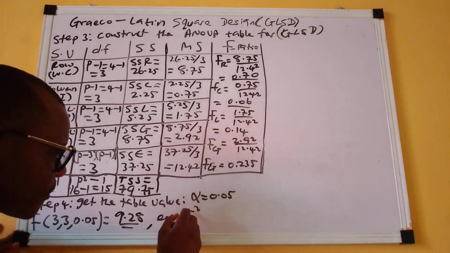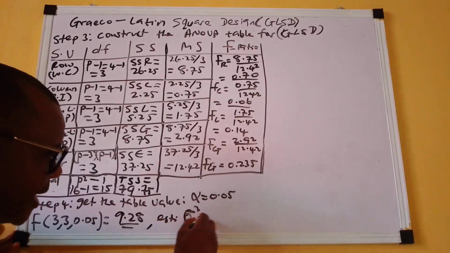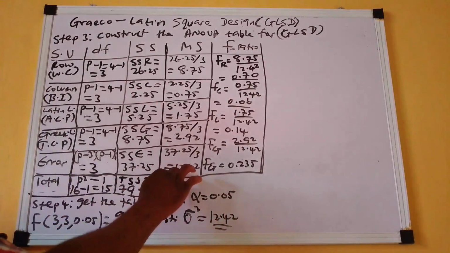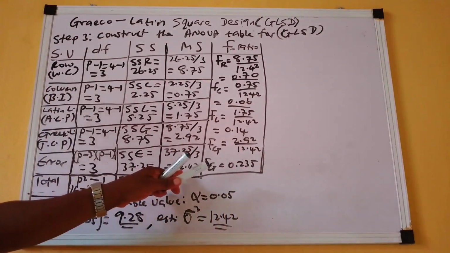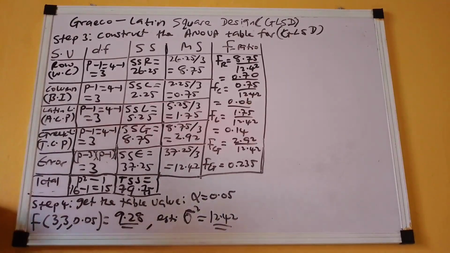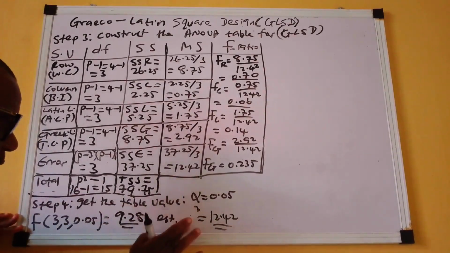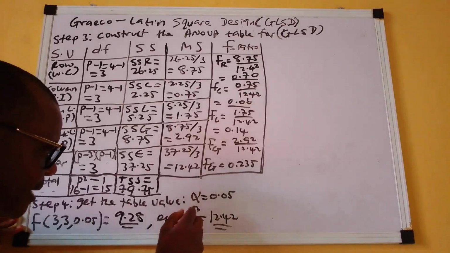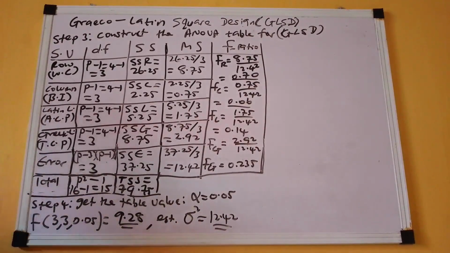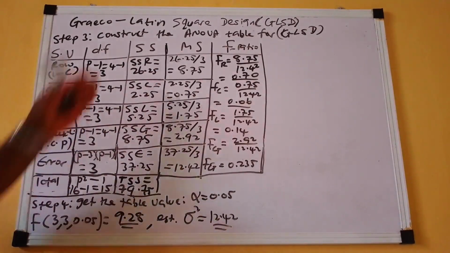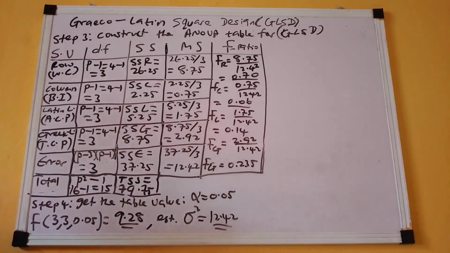Note our estimated sigma square, that's the estimated population variance, is 12.42. The mean sum of square for error is always the estimated population variance. The population variance is sigma square. This is how we write it in statistics. So the estimated sigma square, which is the estimated population variance, is the mean sum of square for error. Not the sum of square, the mean sum of square for error, which is 12.42. That is our estimated population variance.